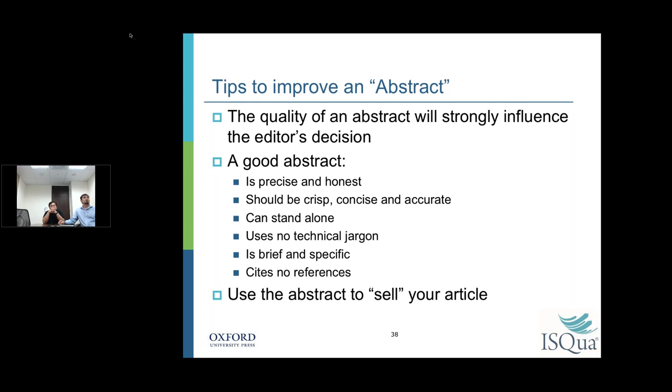So a good abstract should be precise and honest, crisp, concise, and accurate. And it should stand alone, so that if people read the abstract, they should understand the whole study idea. You should not use technical jargon. It should be brief and specific, and make sure that you are not citing references in your abstract. You should make the abstract like you're selling your article, your study.